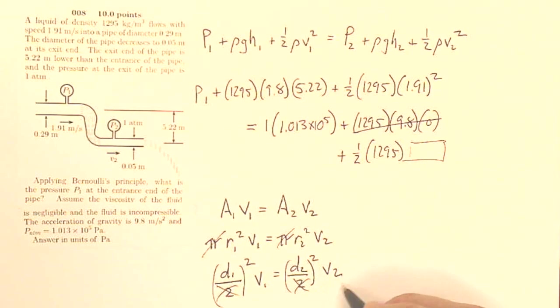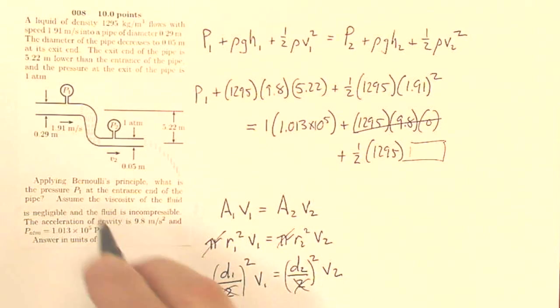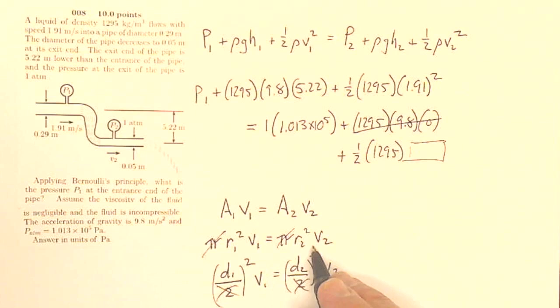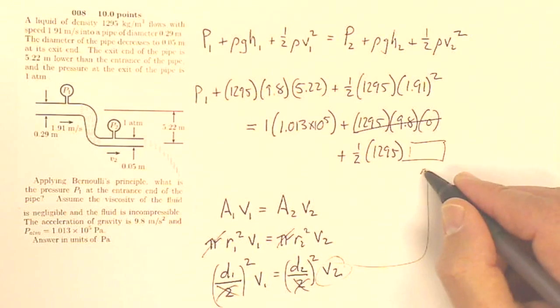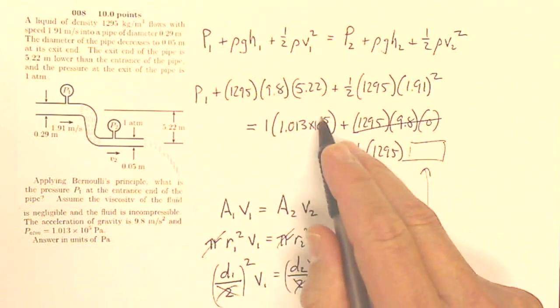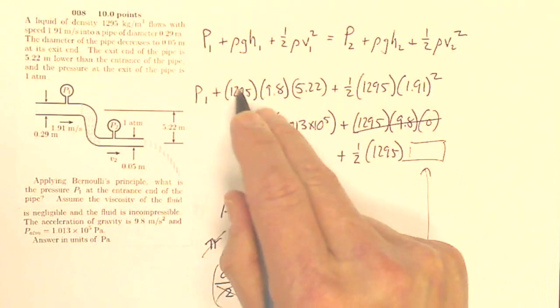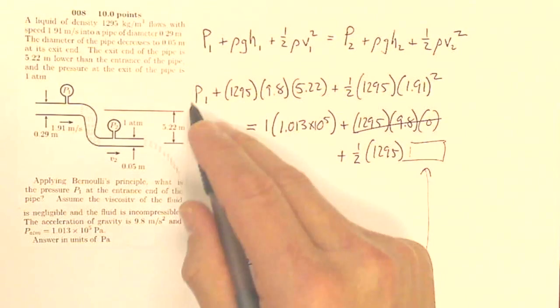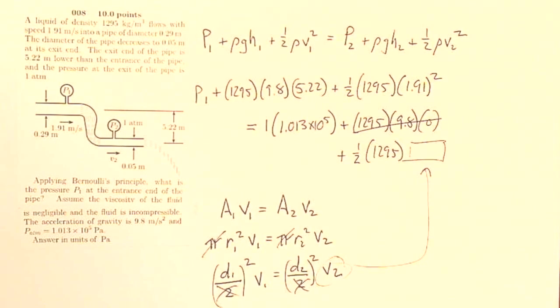So if I want to solve for v2, I can square the diameter times my initial velocity, and then I'll get my new diameter, square that, and divide over here to get v2. So now I can solve for v2 and plug v2 in there, and then you're looking for this one. So now you can solve for P1, and this will give you an answer in pascals.